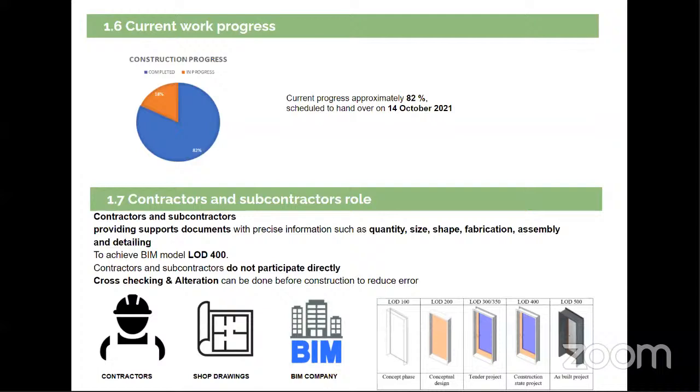Next is the contractors and subcontractor roles in the workflow coordination. So they do not get involved directly in the BIM modeling, but they provide supporting documents such as shop drawings with information such as quantity, size, shapes, fabrications, so that it helps to achieve the BIM model until LOD 400, and then for the cross-checking and alteration.